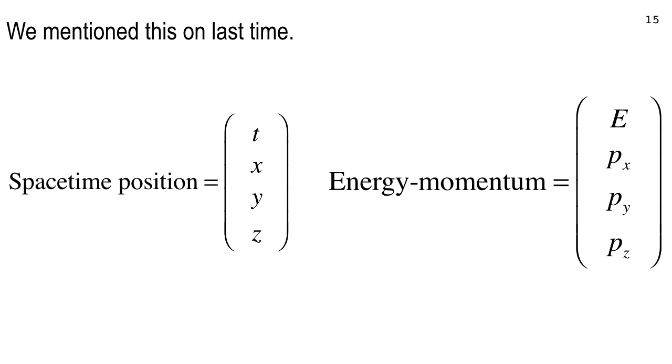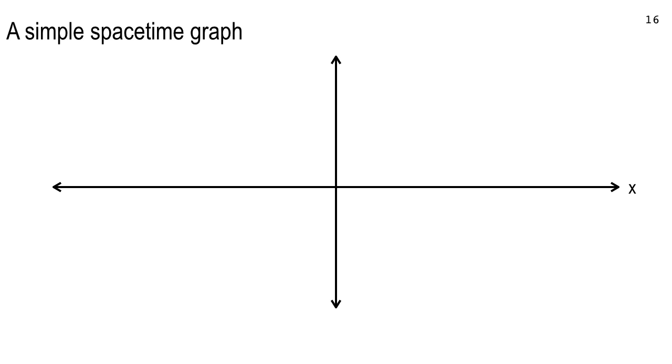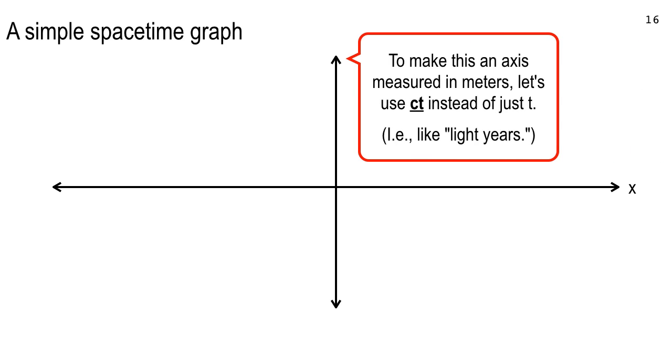So what I want to do is just to stimulate your mind to think. We're going to start thinking in light years here. So I want to start a space-time graph. And we're going to have the x-axis horizontally, as usual. And then we're going to make the vertical axis our time axis. But we're going to label it as CT, speed of light times time. In other words, light years, or light seconds if we want.